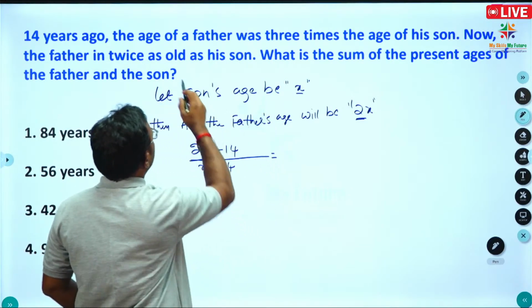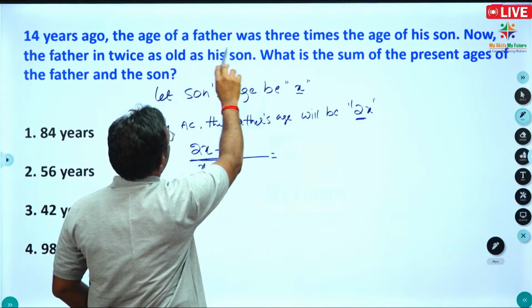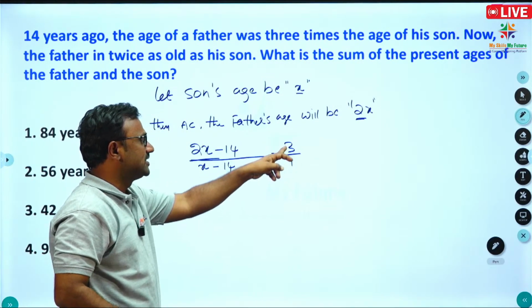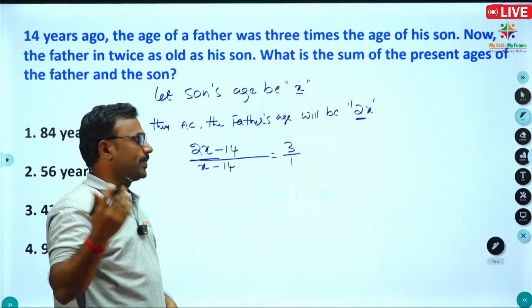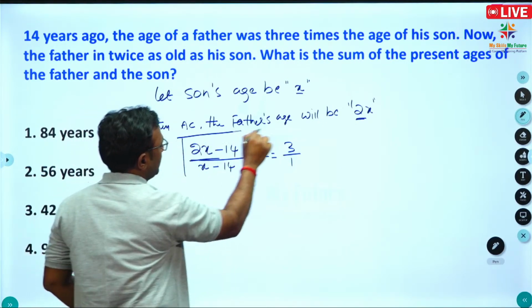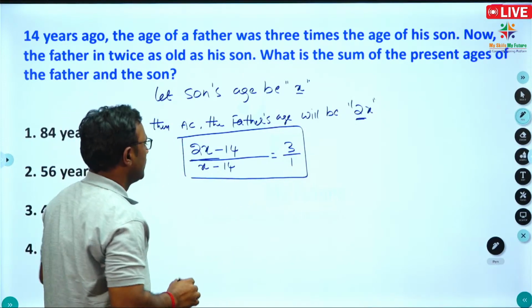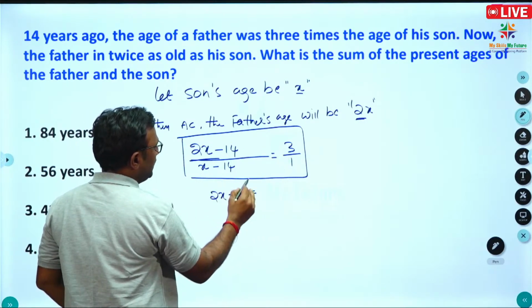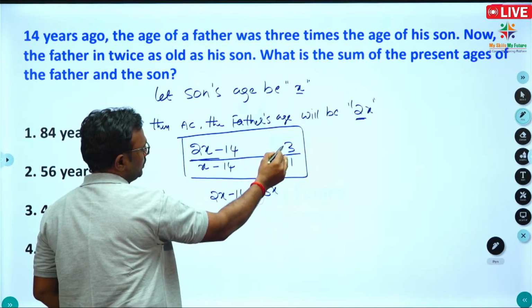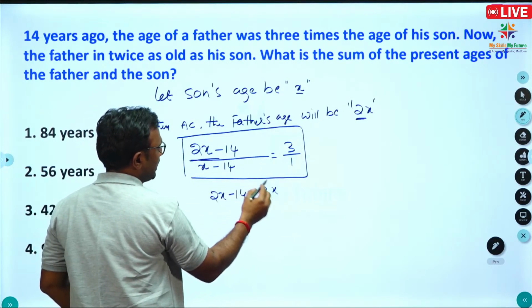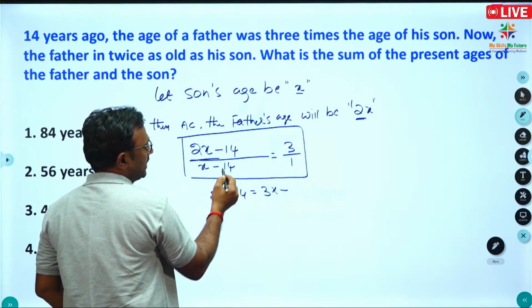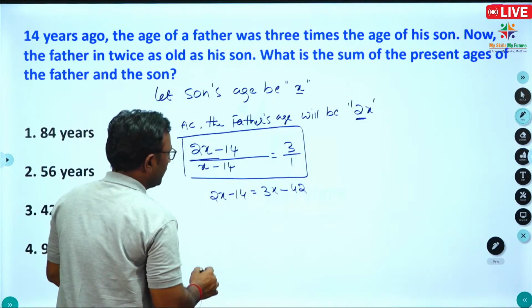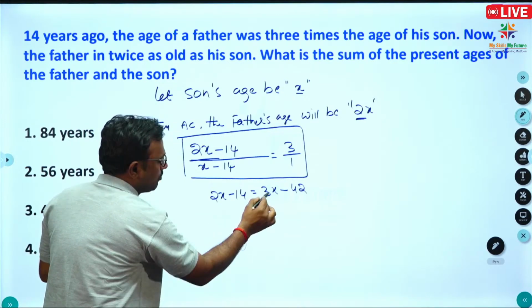So what is the ratio 14 years ago? The age of father was thrice, 3 times the son's age. This is the information given in the question. So 2x minus 14 is equal to 3 into x, 3x. I am sending this value to the right side and 1 to the left side. So 3x, and minus 3 14s are 42. So 2x equal to 3x minus 42.